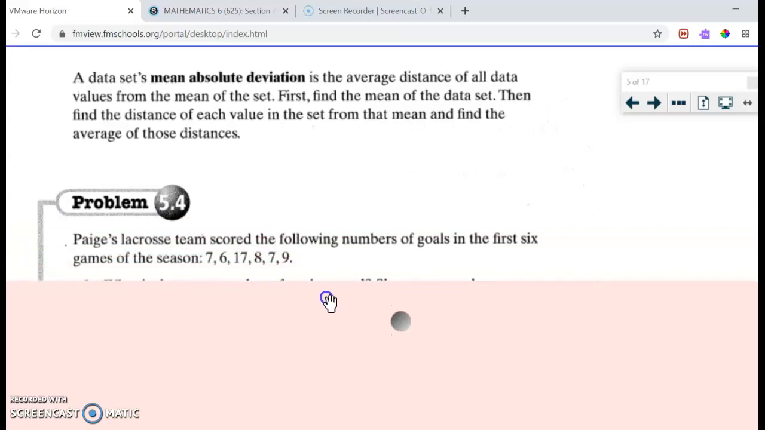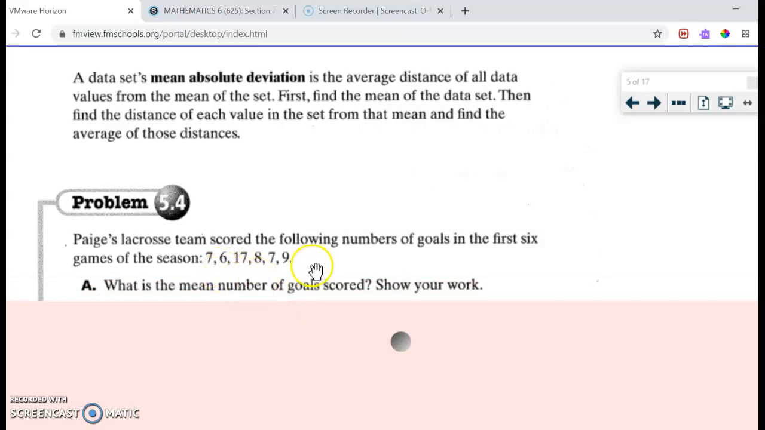Paige's lacrosse team scored the following number of goals in the first 6 games of the season. So they've had 7, 6, 17, 8, 7, and 9 in the first 6 games. The first thing, remember, is we want to find the mean of this data set right here. So again, please feel free to use a calculator.